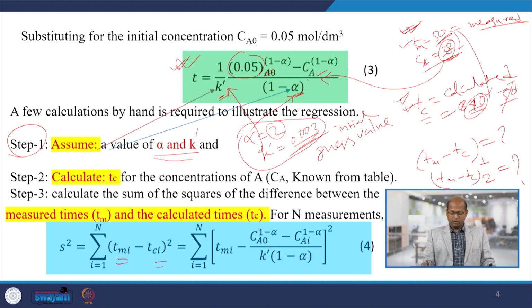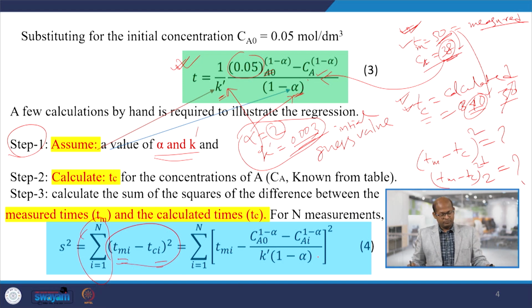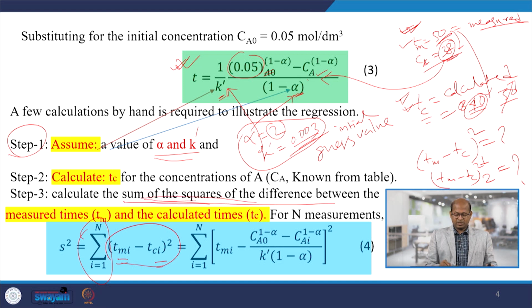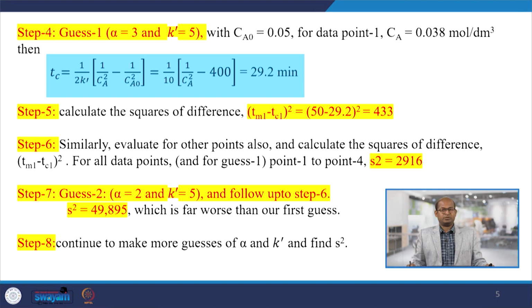Then all these components you have to sum up from 1 to n, and you have to square them. Okay. So, then it would give the sum of the square of the differences between measured times and calculated times. That way we can calculate.